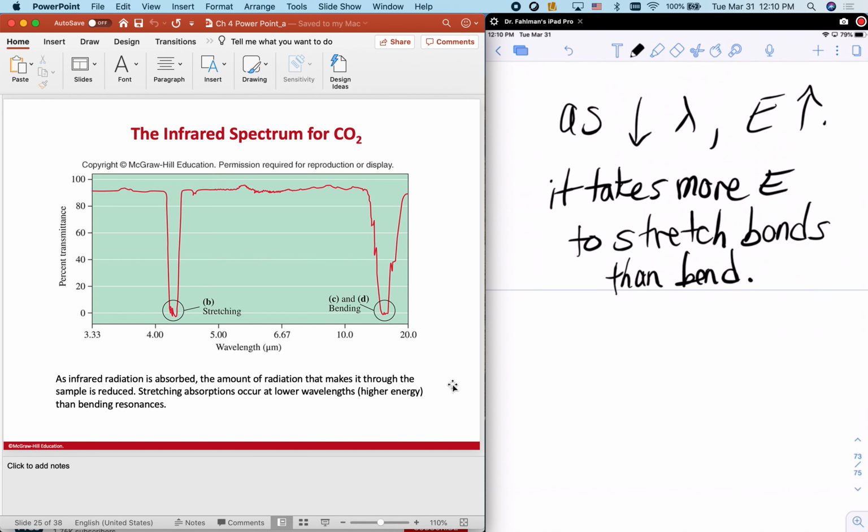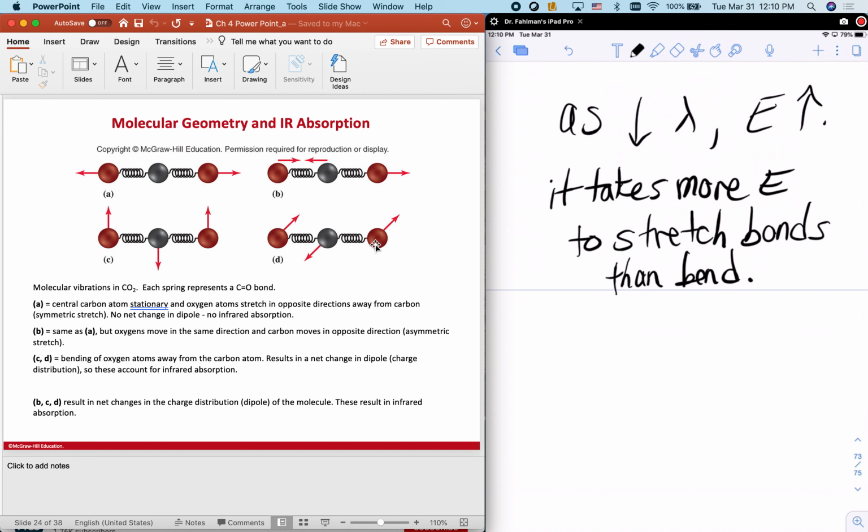And that kind of makes sense if you think about these as springs, right? You think of this as a really stiff spring. It's kind of a workout to pull these apart, versus this, to bend it, you can just push a little bit. Just push it up a little bit and you've already bent it. So it doesn't take as much energy. All right.